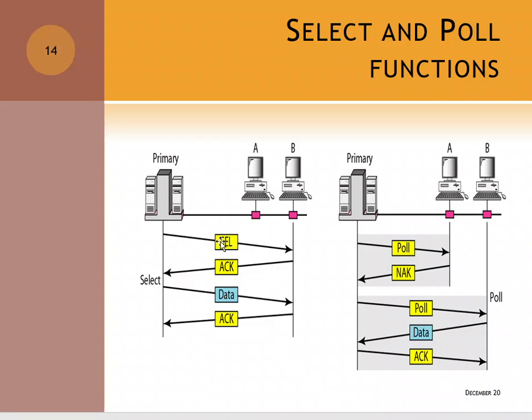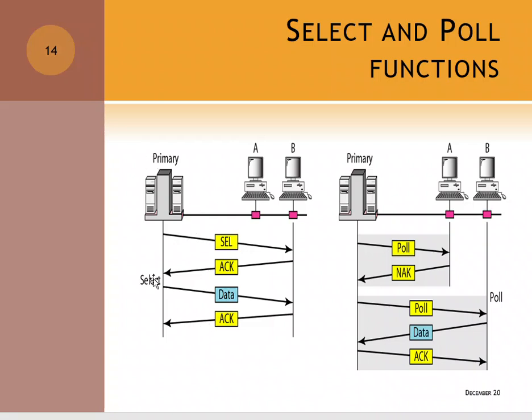Okay, so it will send select frame. Okay, then B, if B is ready to receive data from primary, it will reply with ACK. ACK ni maksud acknowledge. Okay, maksudnya dia just to tell I'm ready to receive the data, and then primary will send the actual data frame, and then B, for the second time, replies with acknowledgement.